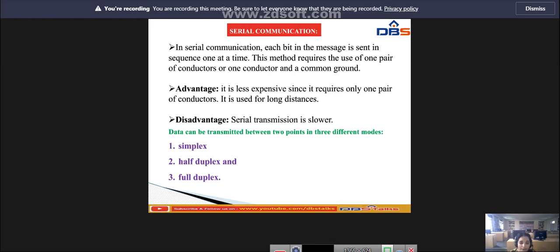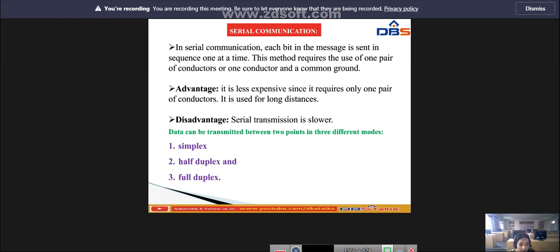So data can be transmitted between 2 points in 3 different modes. Take A and B as the 2 points, and I will transfer the data in 3 different modes. What are those modes? Simplex mode, half duplex mode, and full duplex mode.